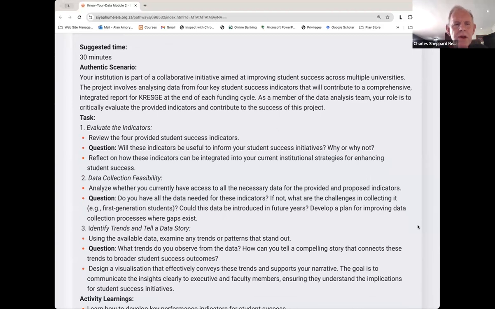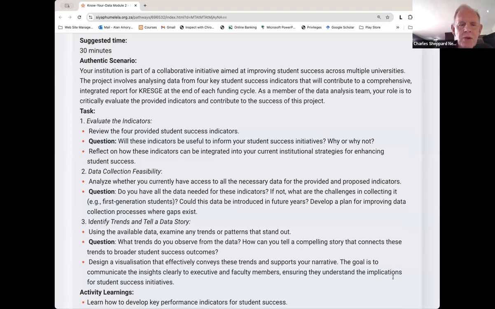Why or why not? Reflect on how these indicators can be integrated into your current institutional strategies for enhancing student success. And analyze whether you currently have all the necessary data for the provided and proposed indicators. If not, what are the challenges in collecting it? Okay, we're not actually asking about first-generation students, as was suggested here, because we realized a lot of universities don't have that data. And just the question, could that be introduced in future years?